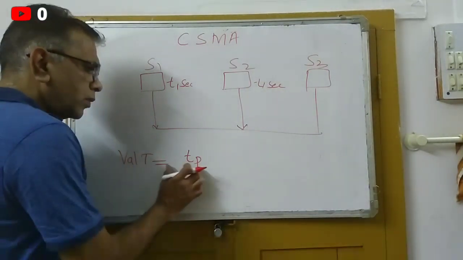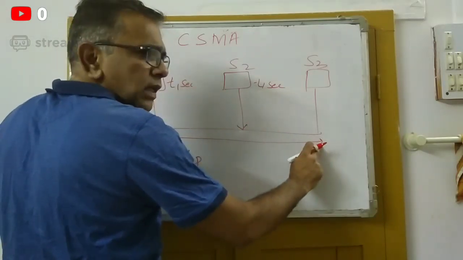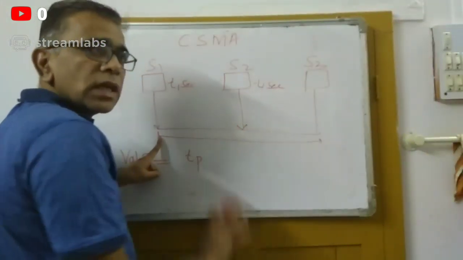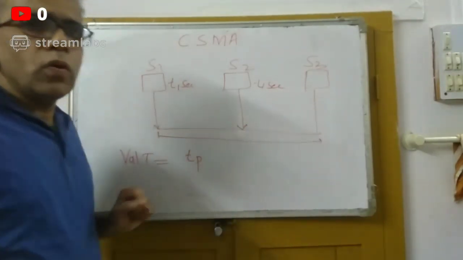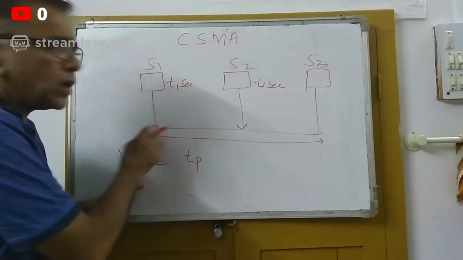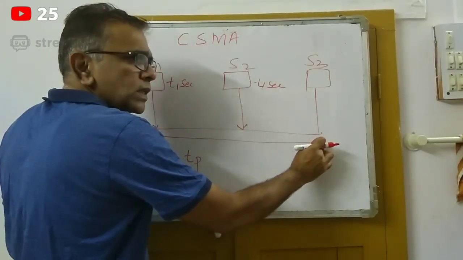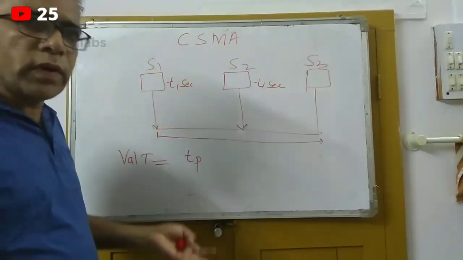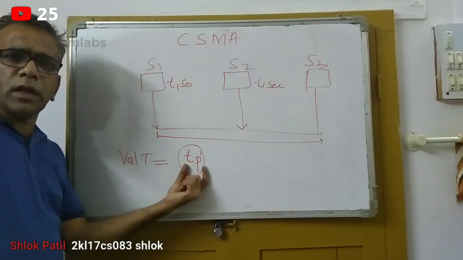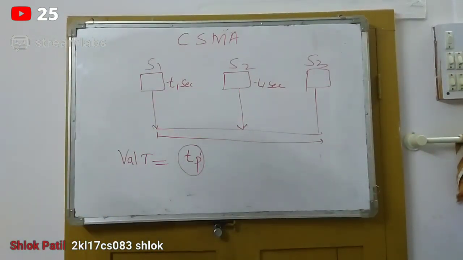I am talking regarding the worst case condition. If this is my system, till this point a signal reaches, all will come to know regarding somebody's transmission, and then there is less chance of collision. So I am talking about two far away stations; their TP will be used as the vulnerable time, not the TP of two nearest stations. We are considering a worst case, the two foremost stations, and the TP value will be based on that distance. So if till TP time nobody is involved in transmission, then CSMA transmits the frame without collision.